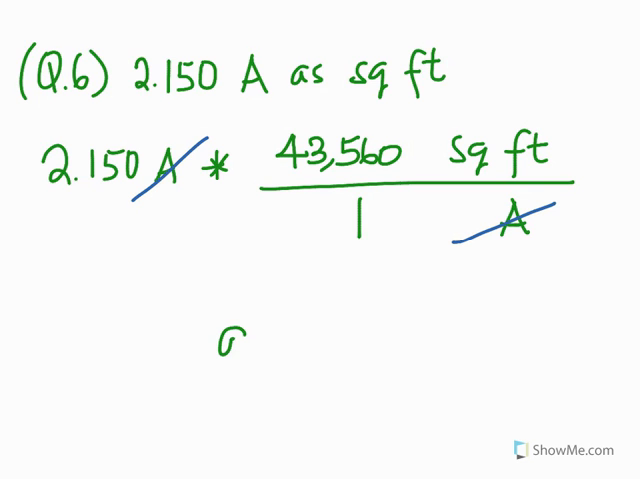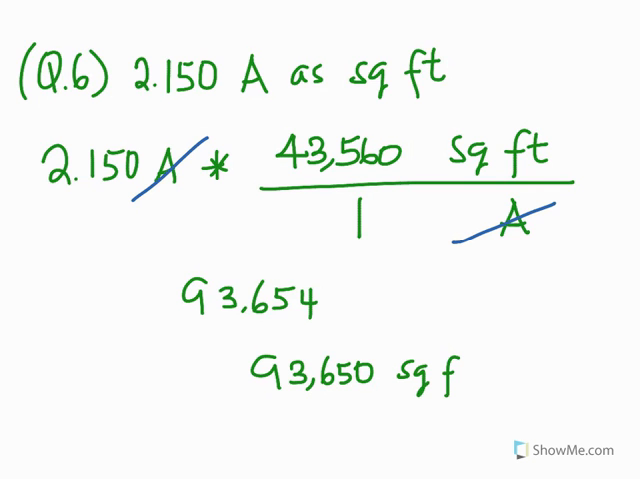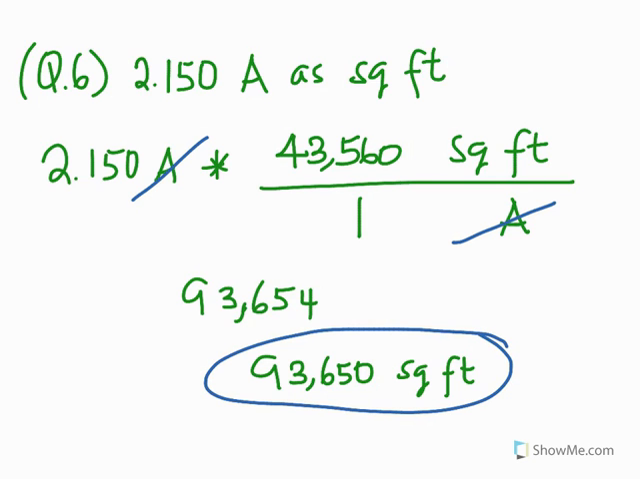So if you multiply that, this is what you have, 93,654. But if you now round it up, you now have 93,650 square feet. This now has 4 significant digits. Okay, that's the way you solve it. Alright? And this becomes our answer.